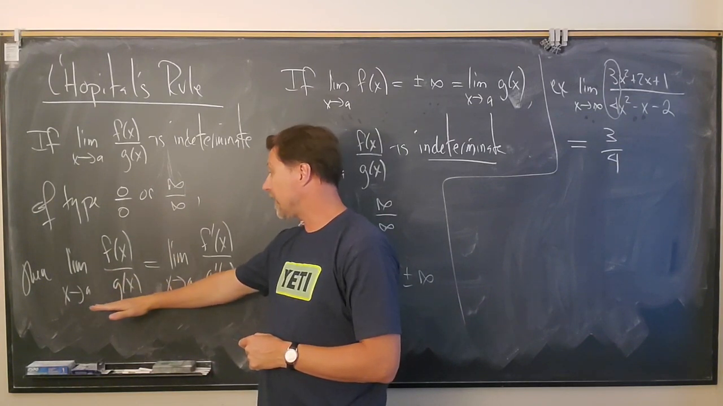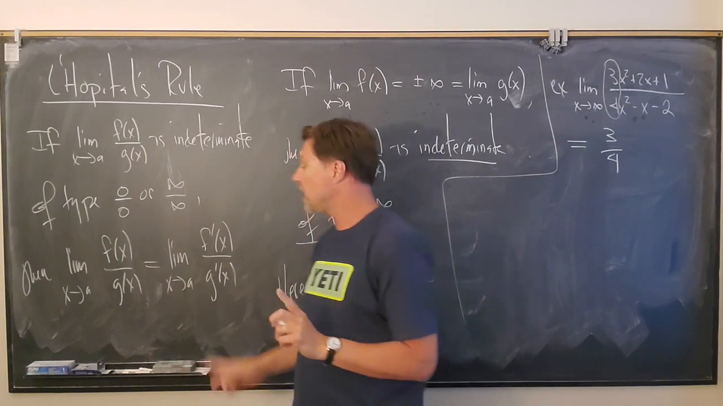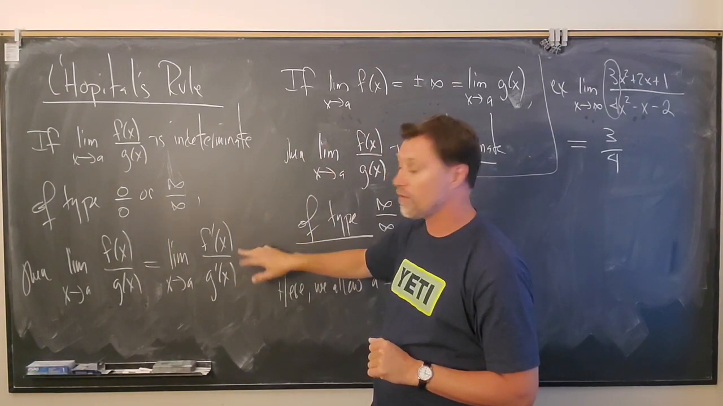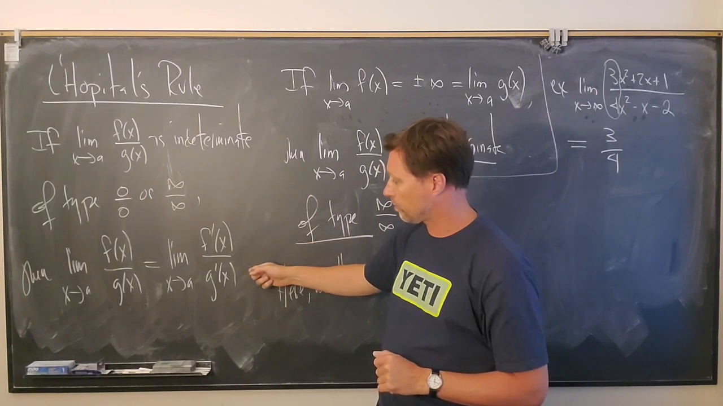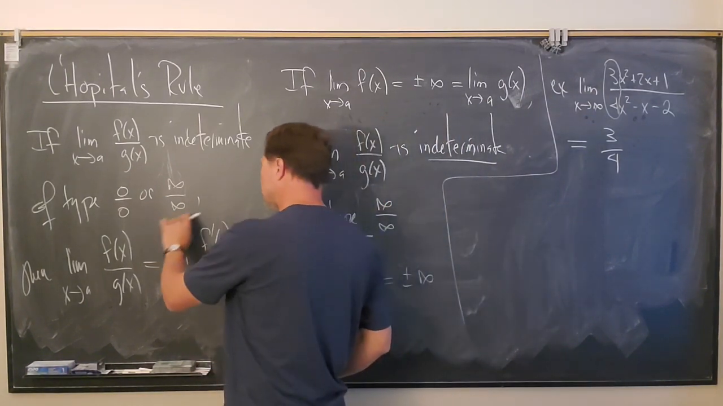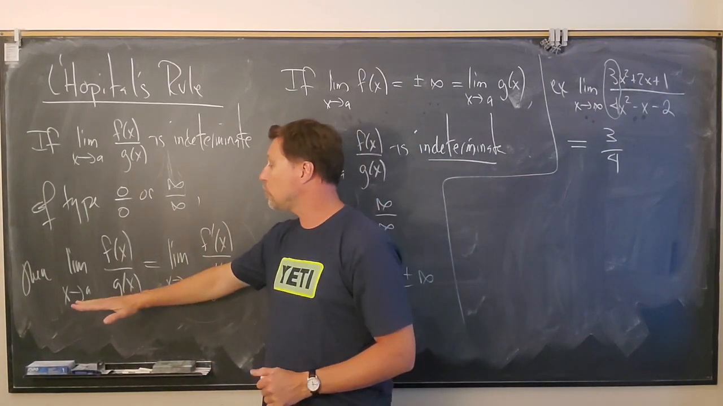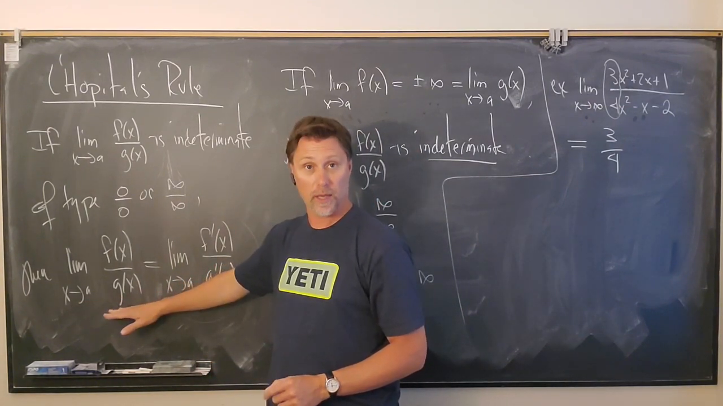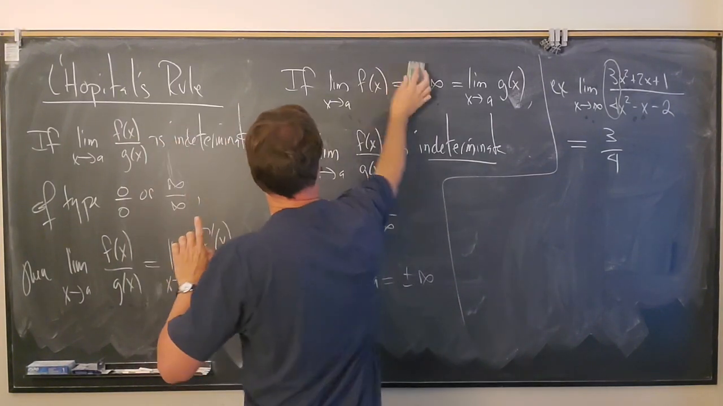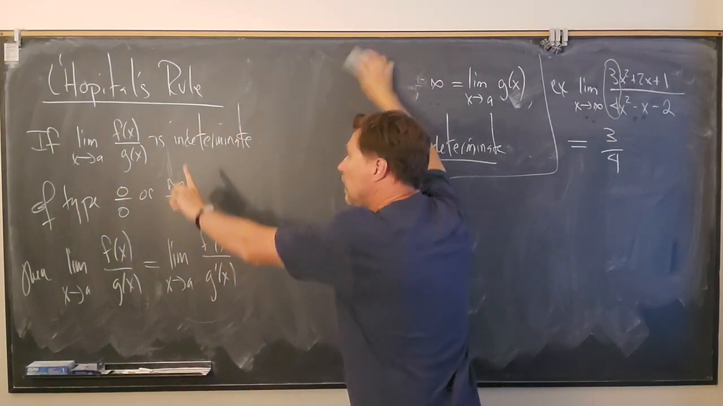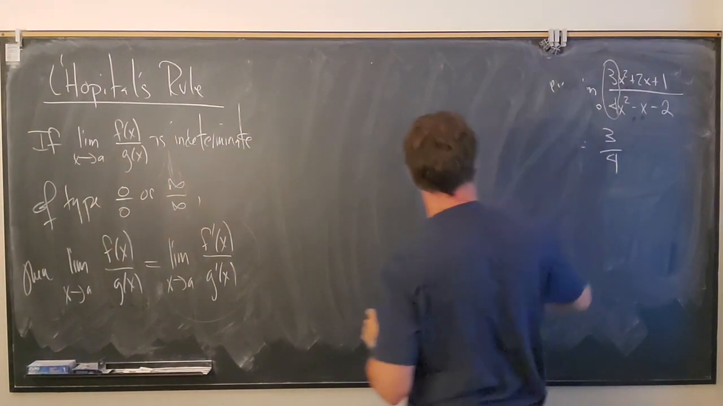Instead of computing the limit of f of x over g of x, what we do is take the derivatives of each of the functions individually, so compute f prime, compute g prime. When you compute this limit, if you get some number, that number will be equal to the original limit that you're looking at. So let's see how this goes in action.